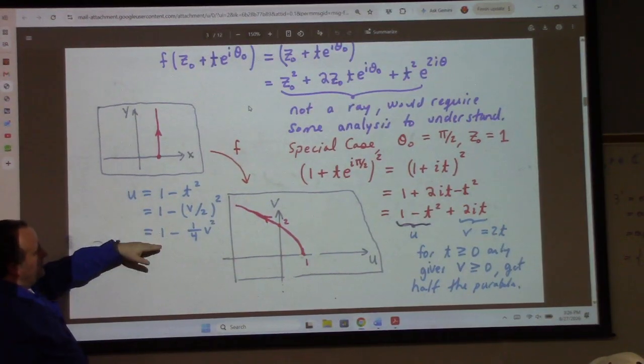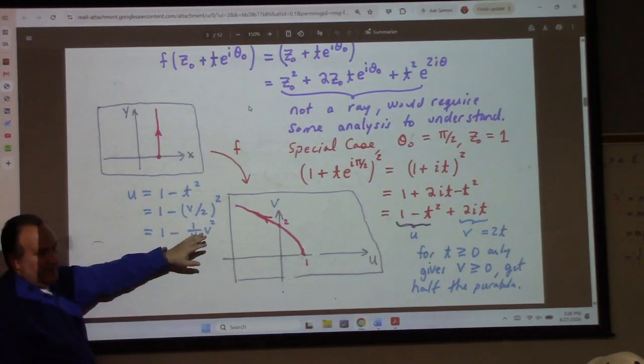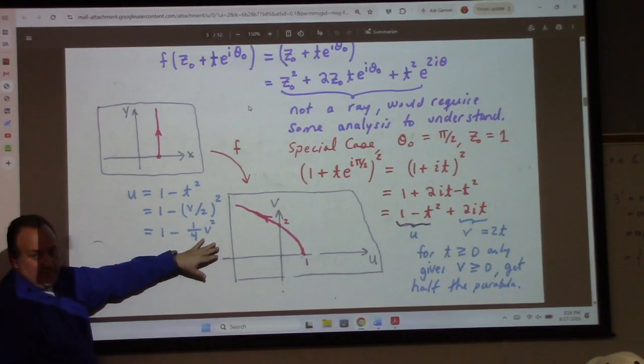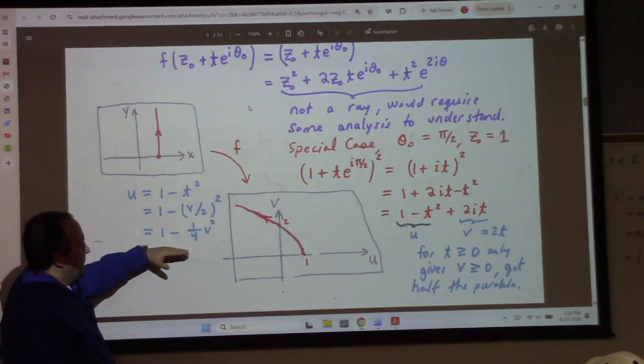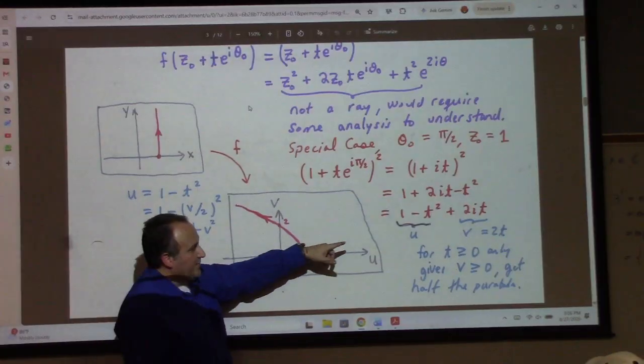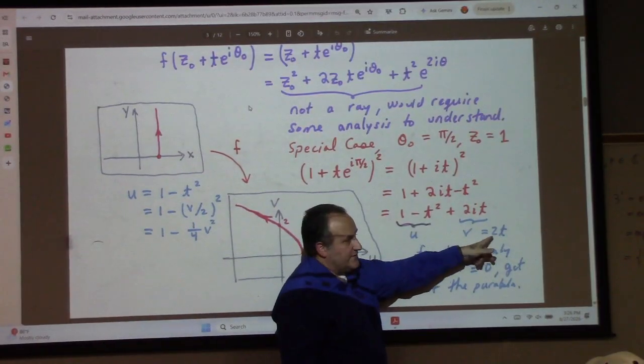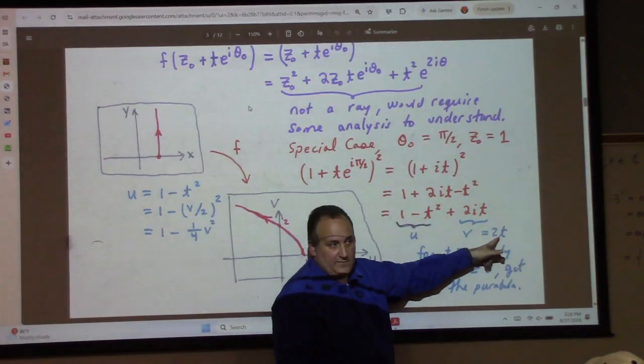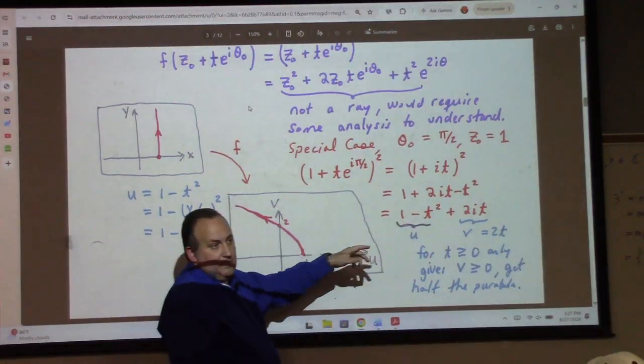u equals 1 minus 1/4 v squared, which I recognize as being a sideways open parabola in the uv plane. And the reason I know it's only the upper half comes back from here. I've got v is equal to 2t, but I've assumed that t is non-negative, therefore v is non-negative.